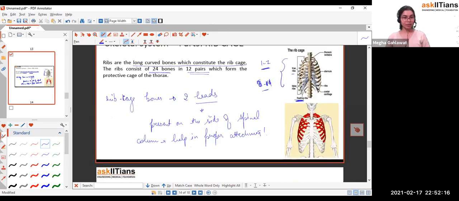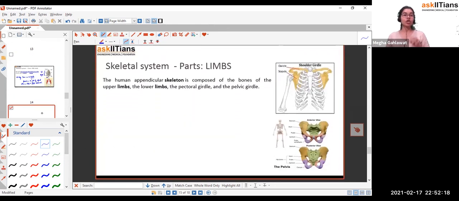All right, now that being said, we're going to move forward to the limbs. The human appendicular skeleton is made up of multiple bones of the upper limbs and the lower limbs, the pectoral girdle and the pelvic girdle. The important part about the limbs is that we have the hand bones and the leg bones. Moving with the hand bones, the upper arm has the longest bone, which you see right here, and this is attached to the shoulder. Then the forearm has two bones which are attached to it.